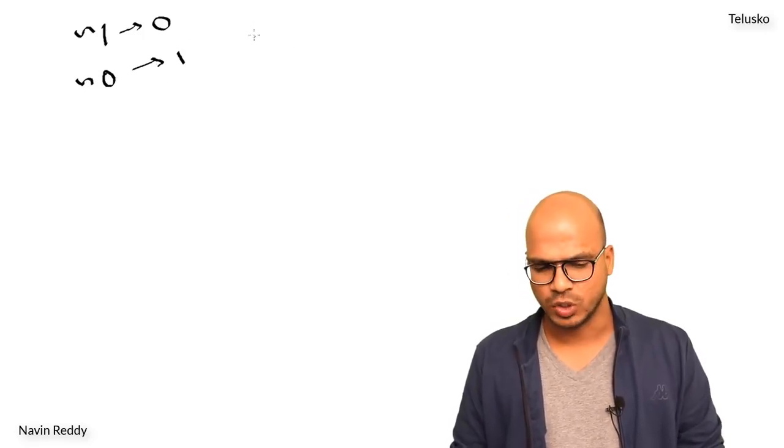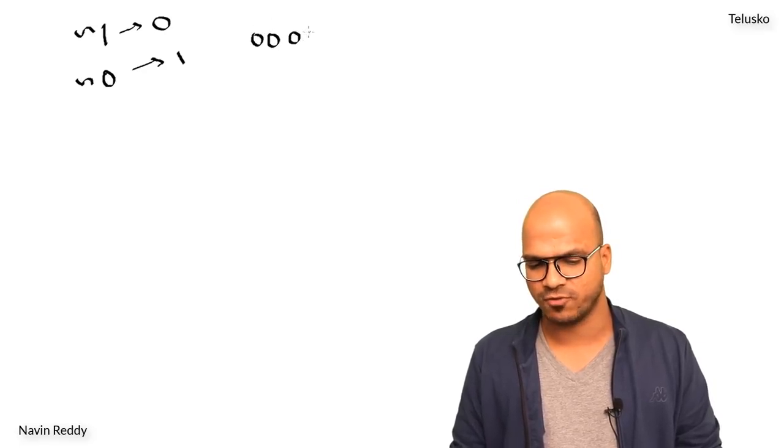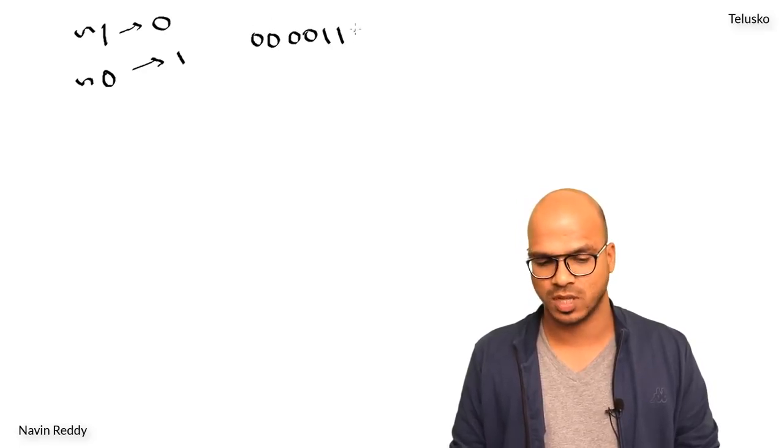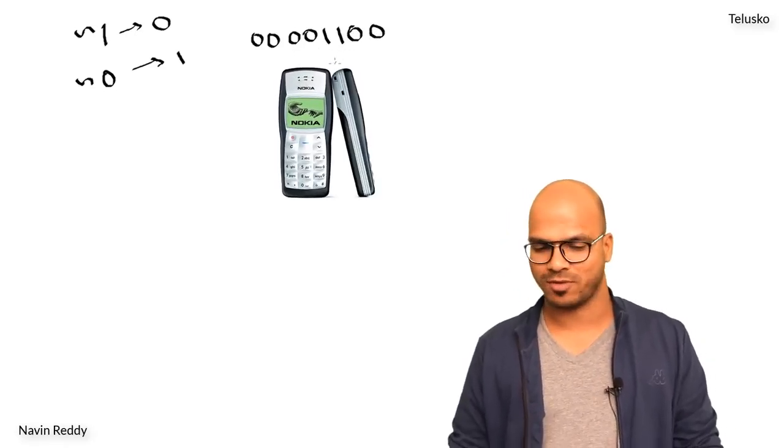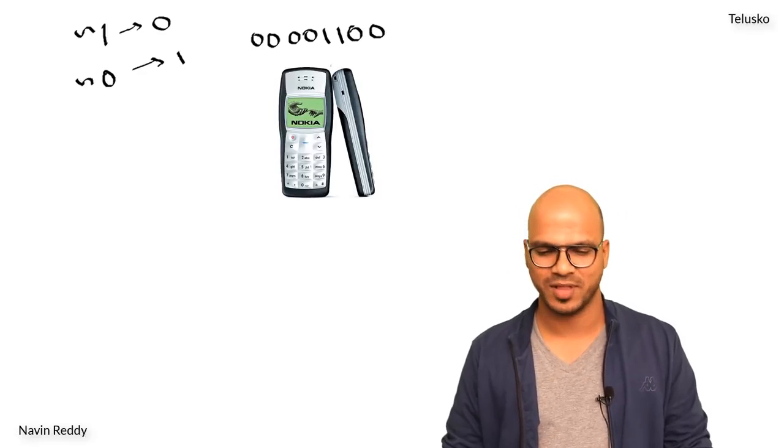And what is 12? If you convert 12 into binary format, you will get 4 zeros, 1100. That's your 12 in binary format. And I love this mobile phone model, right? Nokia 1100. Everyone loves it.